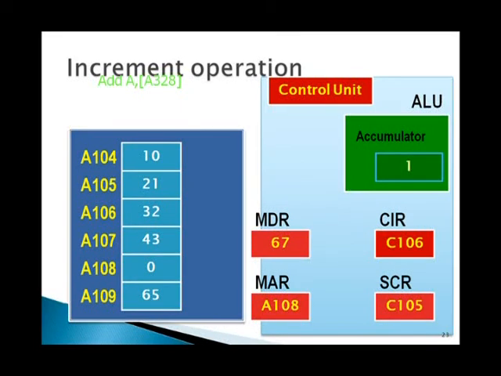The CIR register is updated with the current instruction being performed. The MAR contains A108. In A108 we have number 0. We select number 0 and then we store number 0 in MDR.